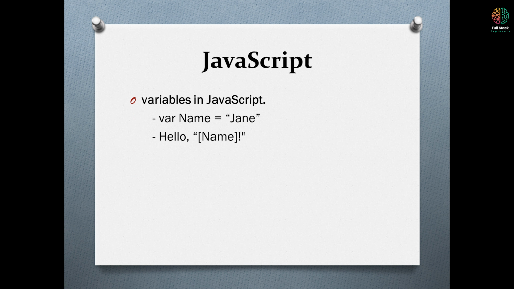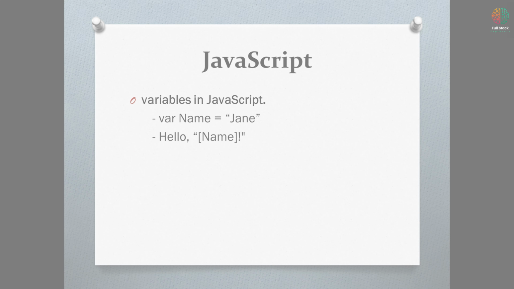Variables in JavaScript are like labeled jars in your kitchen. You can store things in them like numbers and text, and use these jars later in your cooking or coding. For example, a variable storing the user's name, so you can use it later to say hello, name.